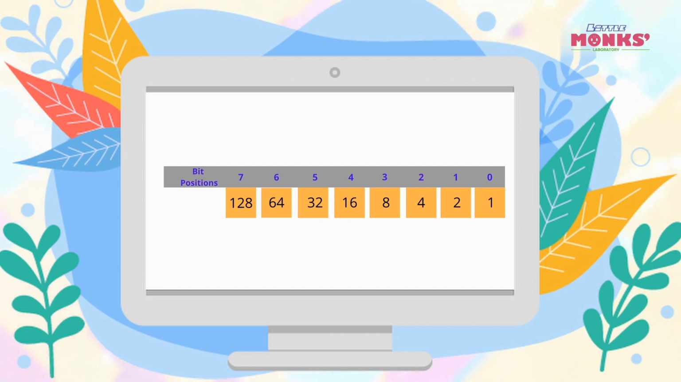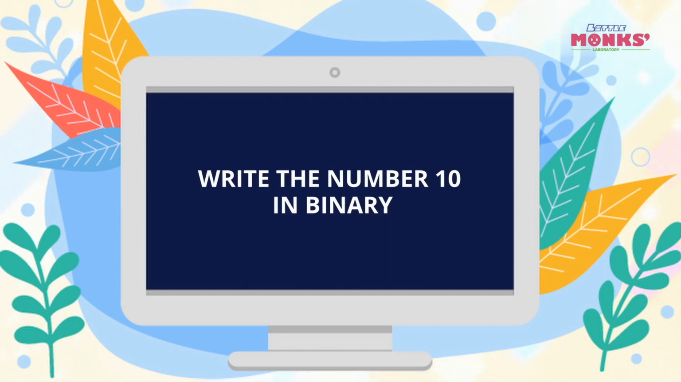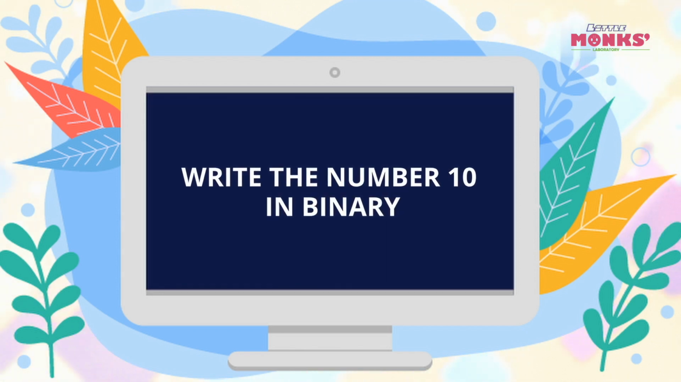For example, to represent the number 5, you have to add 4 and 1. So, you need to make the bits in these positions as 1 and make the rest of the bits as 0. This will give the binary number 0, 0, 0, 0, 0, 1, 0, 1. Did you understand? Why don't you try to make this number to binary?